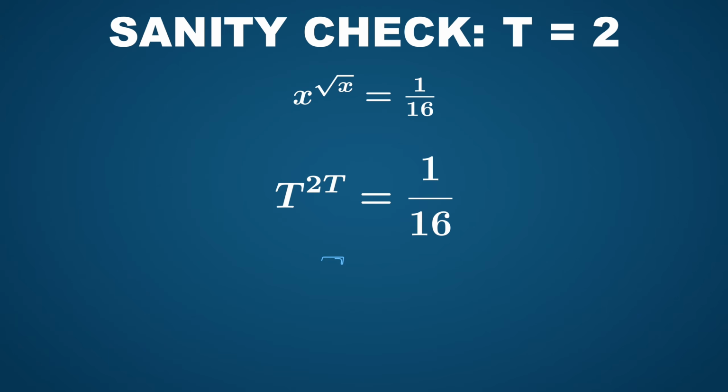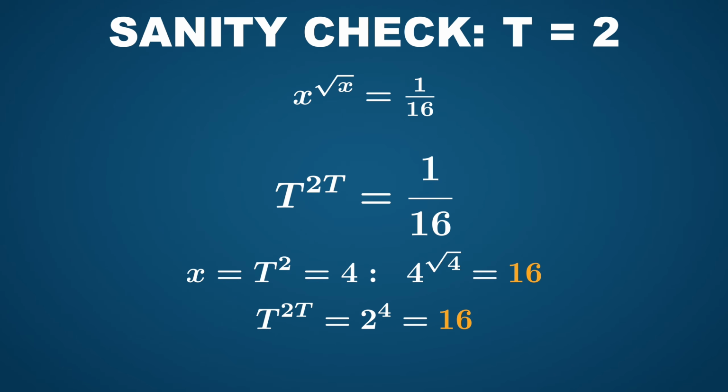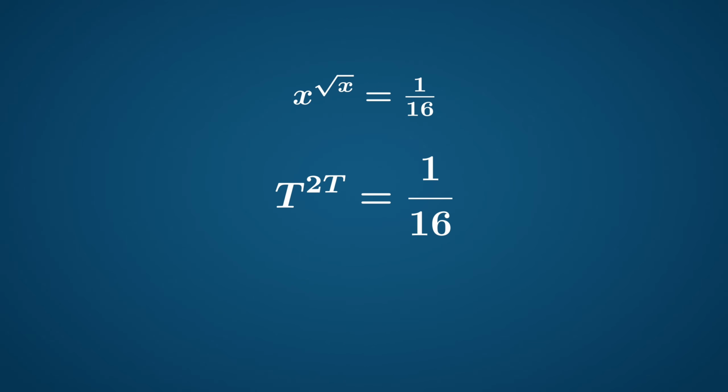To trust the rewrite, we can test it quickly with t equal to 2. t to the 2t is then 2 to the fourth, which is 16, and directly, x would be 4, where we already computed 16. The rewrite matches the original, so the substitution is safe.